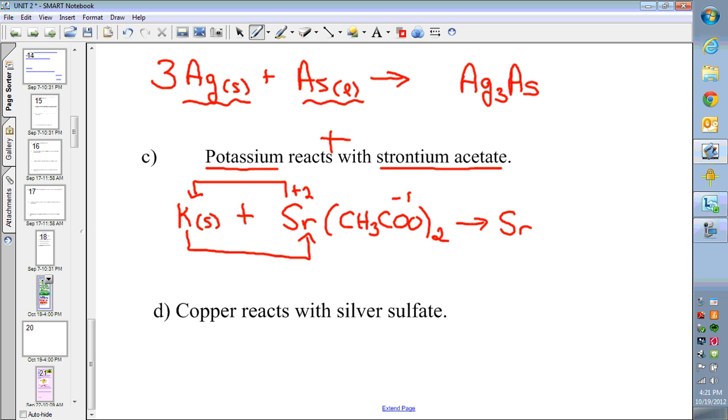So you should get strontium alone, and then you link up potassium +1 with our acetate, CH3COO, which is a -1. So now we have our reaction written. We just need to balance it. So I see 2 acetates on one side. I need to put a 2 in front of this compound to make 2 acetates on the right-hand side. 2 potassiums on the right means I put a 2 here to make 2 potassiums on the left, and everything now counts out just fine.